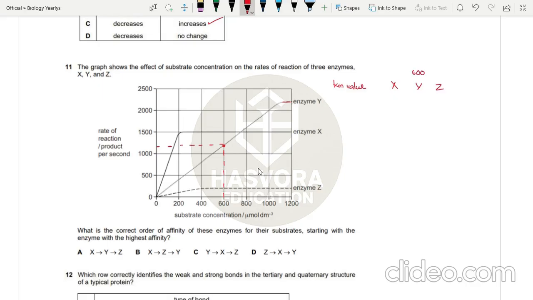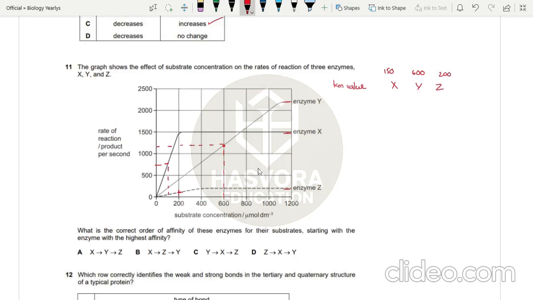Now let's have a look at the enzyme X. So this is the Vmax for enzyme X and this will be the half of it. So let's check the substrate concentration. It will be about 150. So enzyme X will be 150. And let's check for enzyme Z. This is the Vmax for enzyme Z. Half of this will be about this point. So this will be about 200.